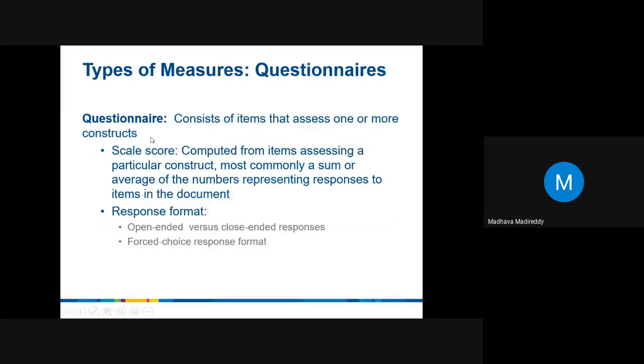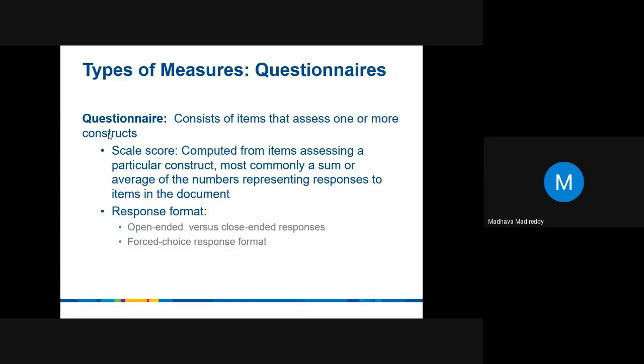So the types of measures, we are looking mostly at a questionnaire now. A questionnaire consists of one or more constructs. First of them is a scale score. In a scale, we can do a sum or an average of the numbers presented to the items in a document. For example, how many children do you have? We can add the children, we can do the median number of children and stuff like that. So we can do a scale score, and we can also do a response format.